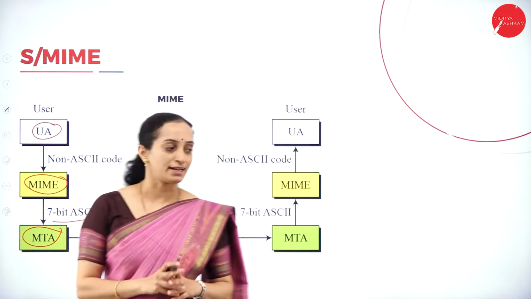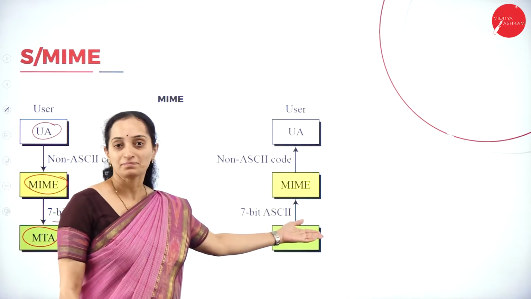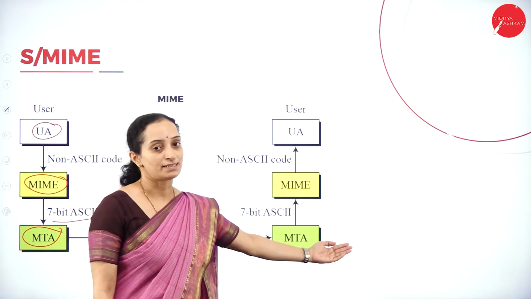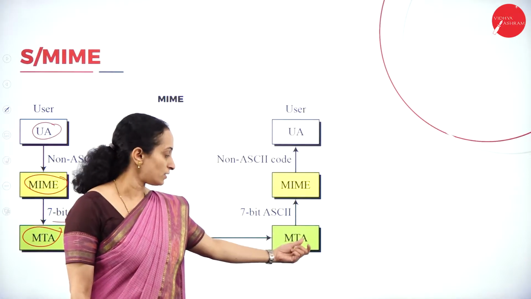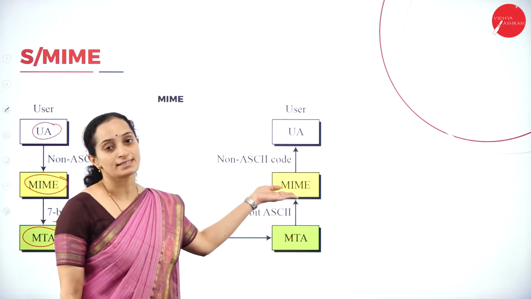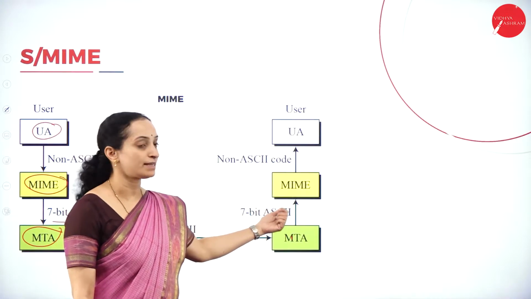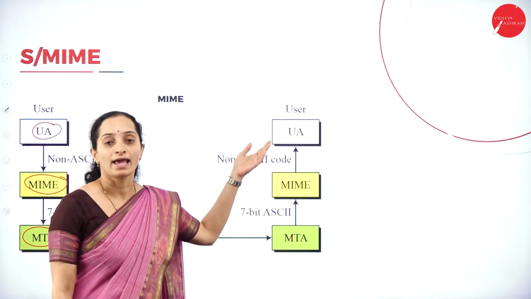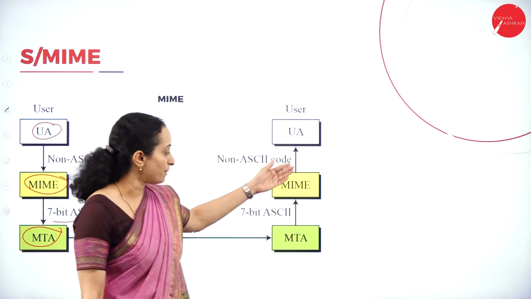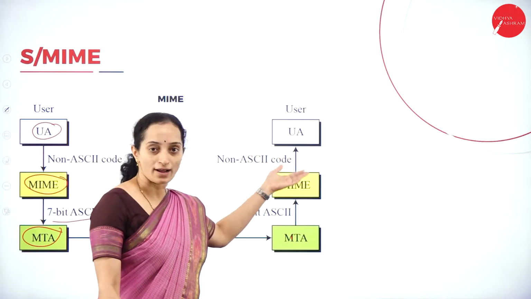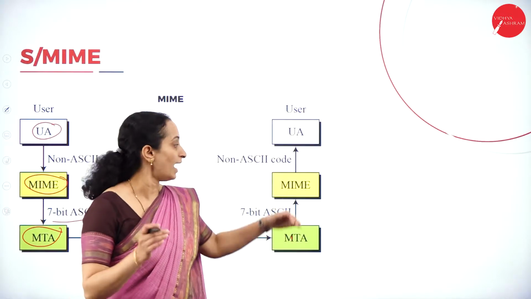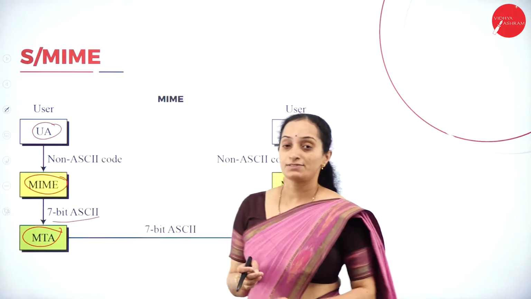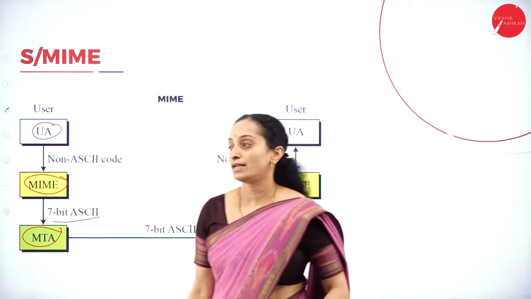At the receiver end, what happens? Again, we have the message transfer agent in the receiver. The message transfer agent transmits that 7-bit ASCII data again to the MIME protocol. The MIME protocol converts it to non-ASCII data, and the message will be read by the user agent.